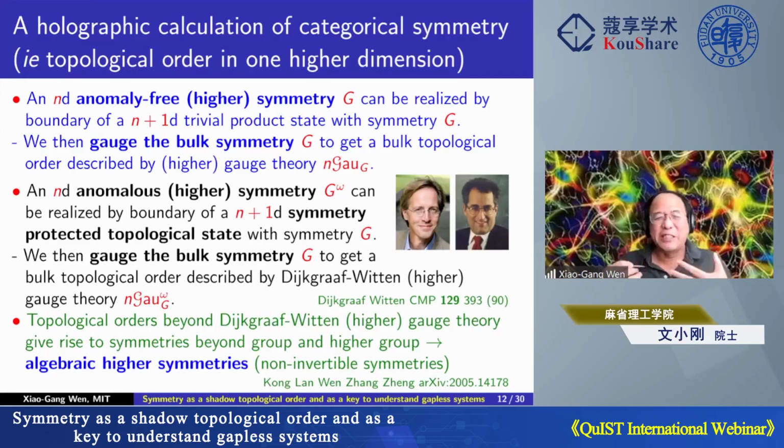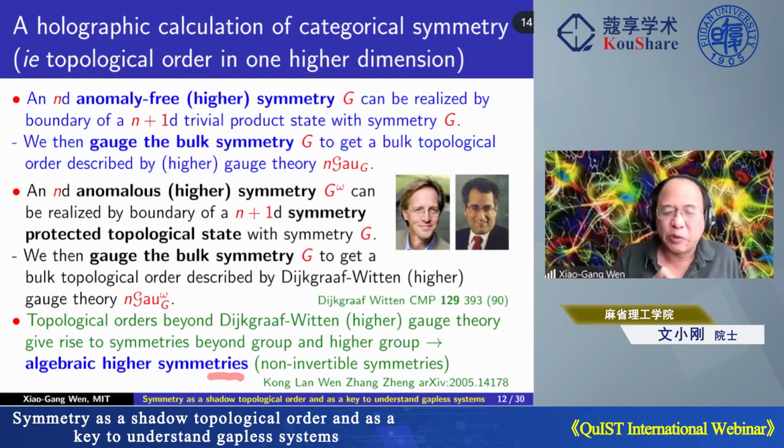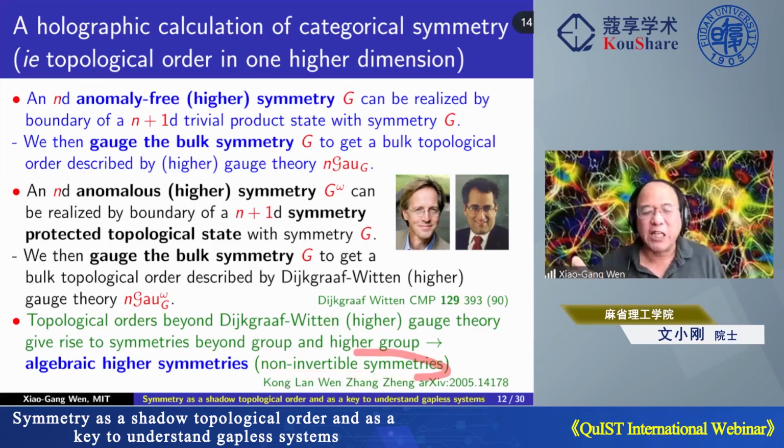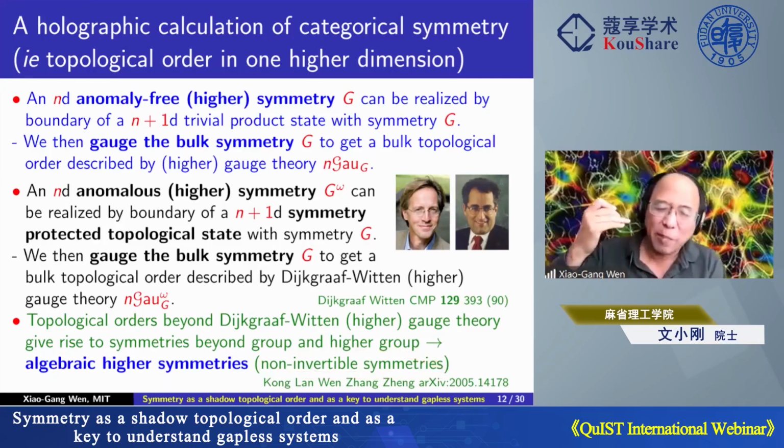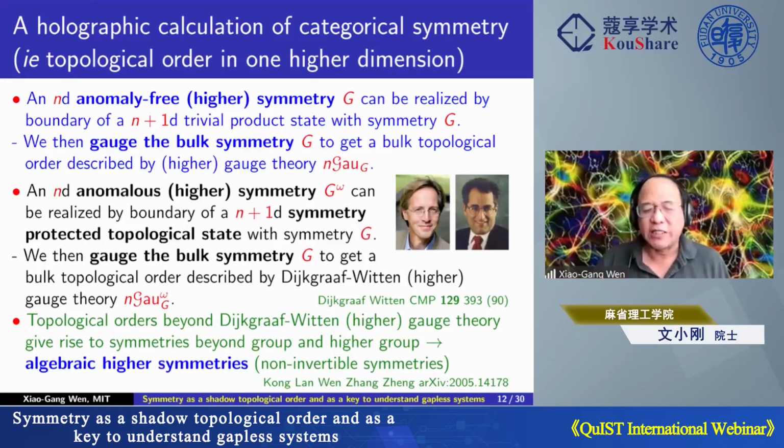So this really raises an interesting possibility, that maybe we have some kind of generalized symmetry which is beyond anomaly-free symmetry, and also beyond anomalous symmetry, regardless of higher or not higher. Okay, so this is a more general topological order describing some more general symmetry, and that we call the algebraic higher symmetry. It is now commonly known as non-invertible symmetry or non-invertible higher symmetry, or maybe anomalous non-invertible higher symmetry, basically including those kinds of things. So topological order in one higher dimension can describe all those generalized symmetries.